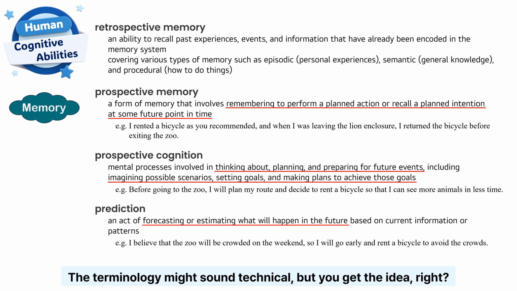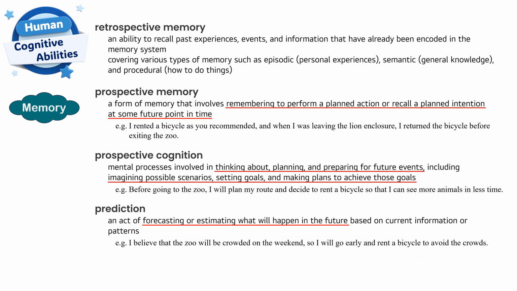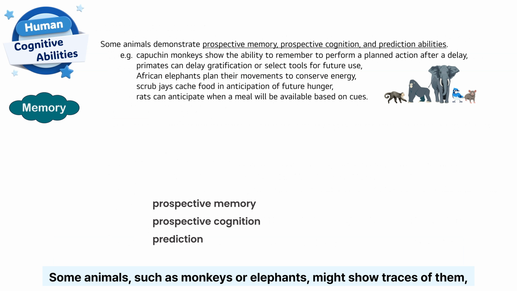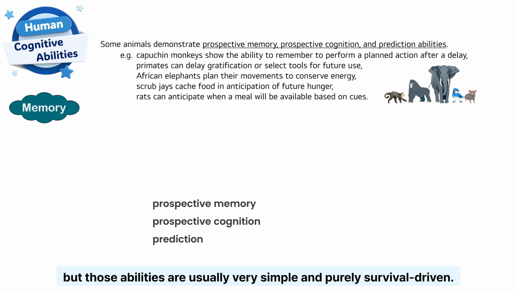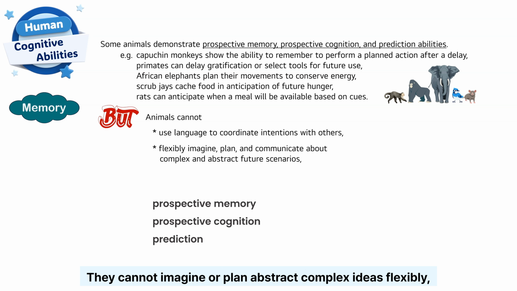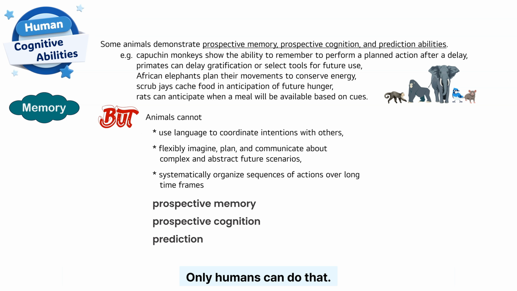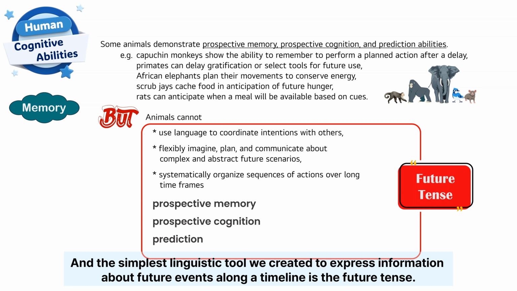The terminology might sound technical, but you get the idea, right? What matters most is that prospective memory, prospective cognition, and predictive ability are uniquely human traits. Some animals, such as monkeys or elephants, might show traces of them, but those abilities are usually very simple and purely survival-driven. More importantly, animals cannot use language to coordinate intentions or goals with others. They cannot imagine or plan abstract, complex ideas flexibly, nor can they organize long-term sequential actions systematically. Only humans can do that. And the simplest linguistic tool we created to express information about future events along a timeline is the future tense.